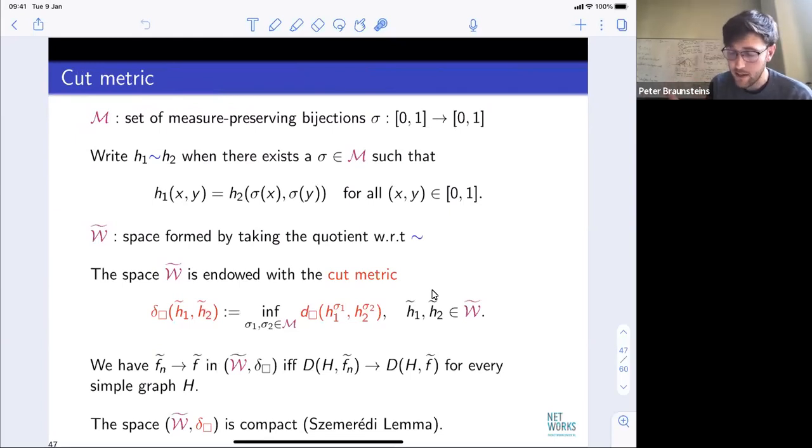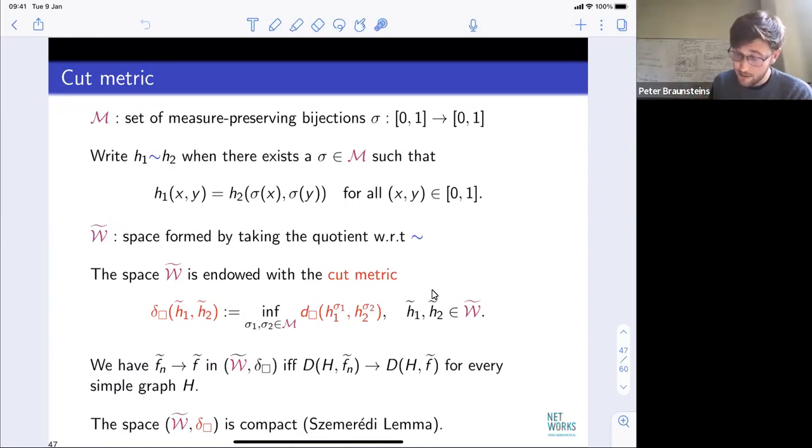Okay, and this set you can just think of as relabelings of the vertices. We're going to say that two graphons are equivalent if you can relabel the vertices and then their value is the same. And we can form a space by taking the quotient with respect to this equivalence. Any graph that is the same up to relabeling, we just glue those graphs together.